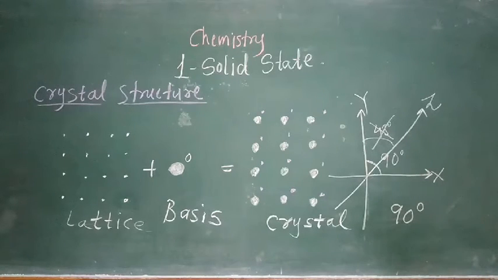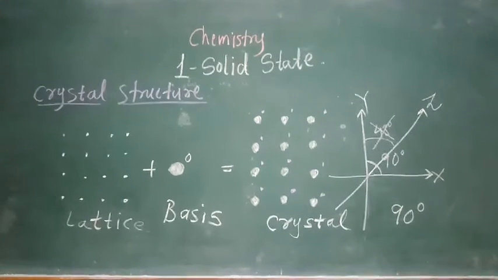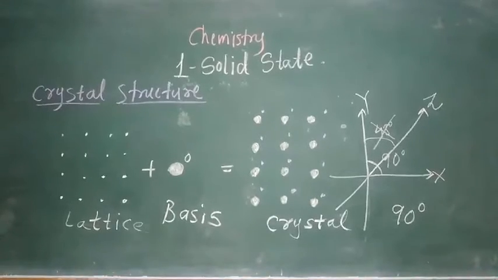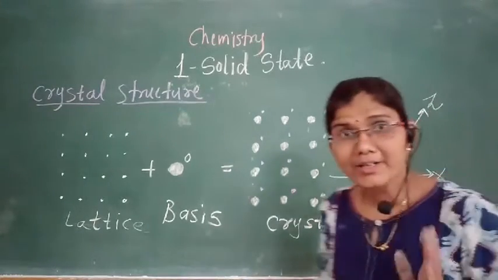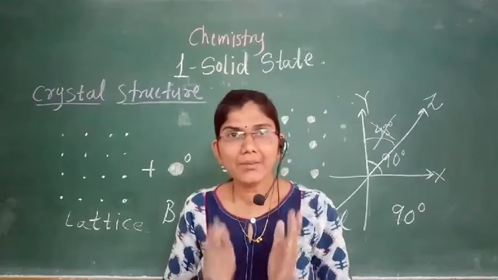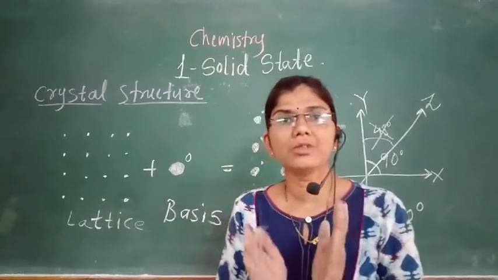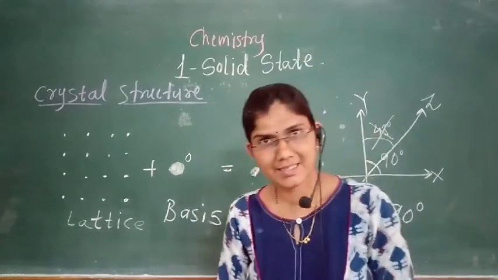The crystal structures are ordered three-dimensional. Crystal structure means what? They are the ordered three-dimensional arrangement of the particles in the crystal.